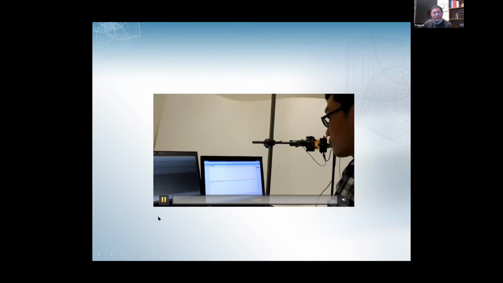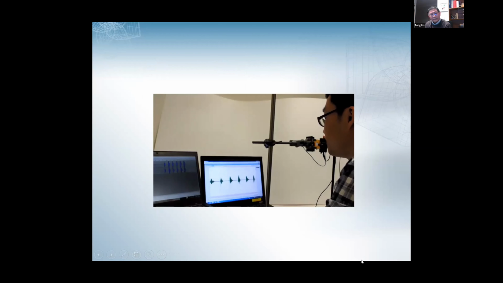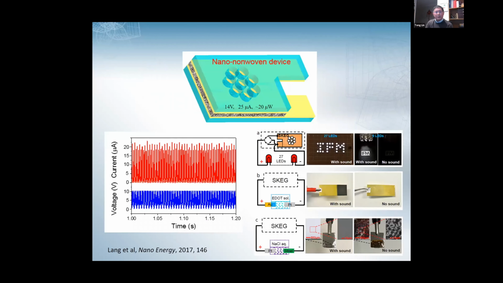Here is a video. You can see how the device records the sound. So it's a device. 2, 3, 4, 5. All the sounds can be recorded clearly, and if we modify this device, for example, use 8 holes rather than a single hole, the energy output will be increased. In this example, just a 3 by 4 centimeter square device can generate 14 volts, with output about 20 microwatts.